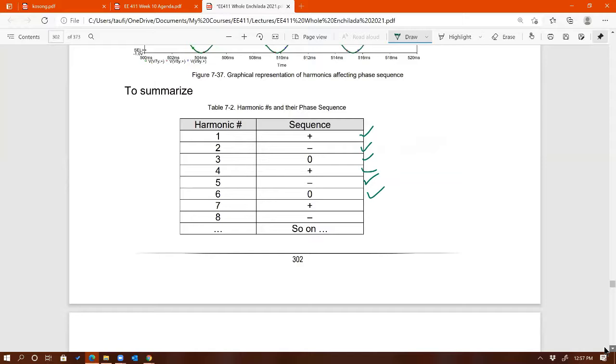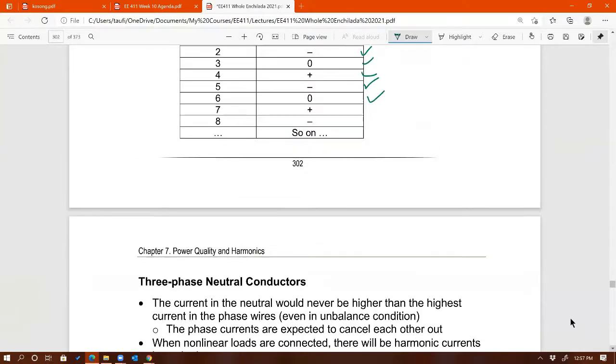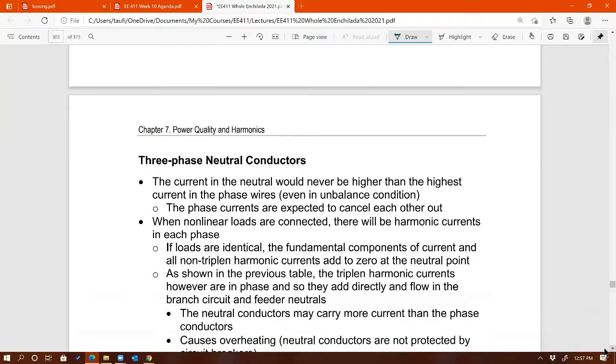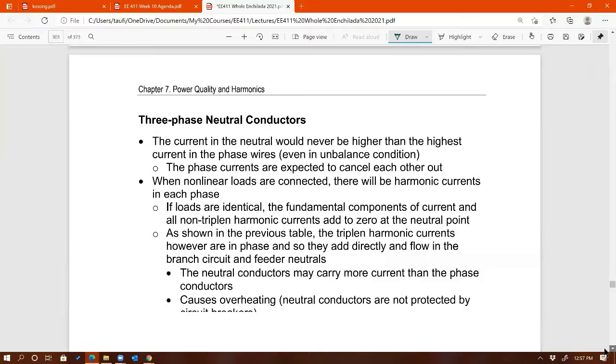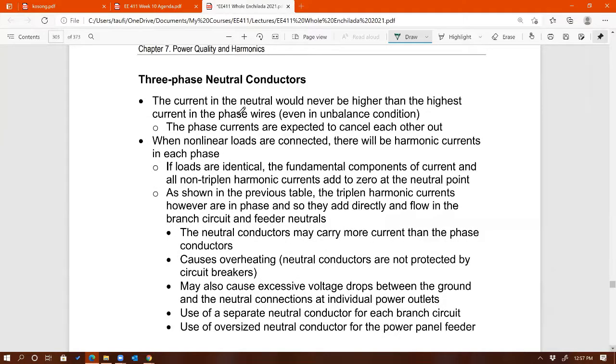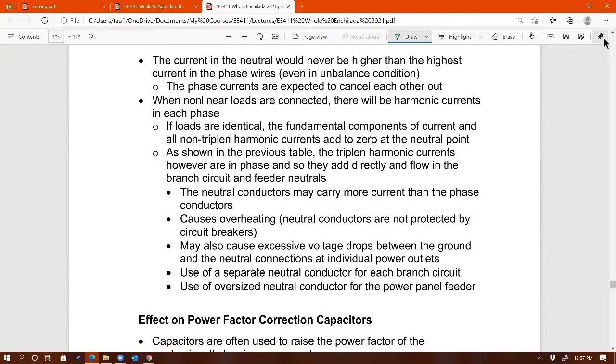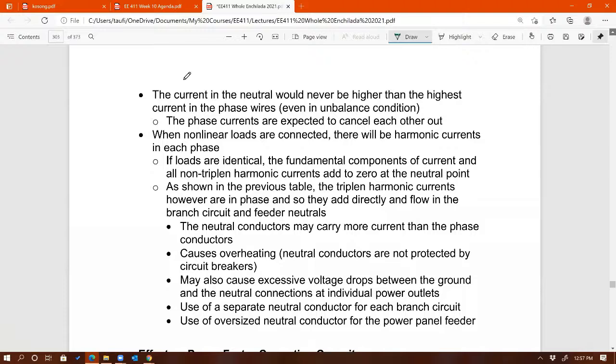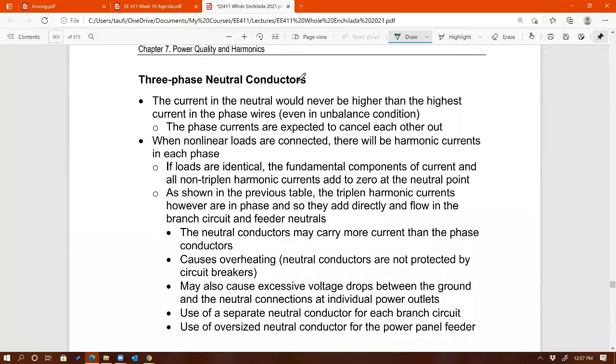So now you know, if somebody says triplen harmonics are dangerous, why: because they follow zero sequence, so even under balanced conditions, they add up. Okay, I just explained this earlier, that the effect of harmonics could be dangerous to three-phase systems with neutral conductors.